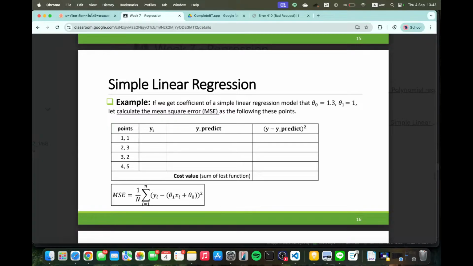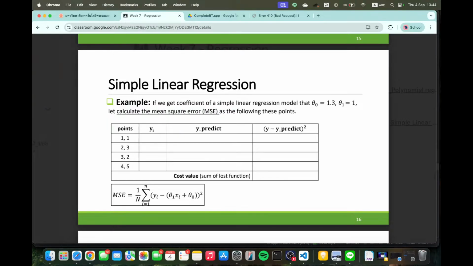How about the y prediction? The y predict has to be calculated from this model, right? So if you have x as number 1, x as 1, so y predict will be... right. So it means y predict is 2.3. Okay, 2.3.